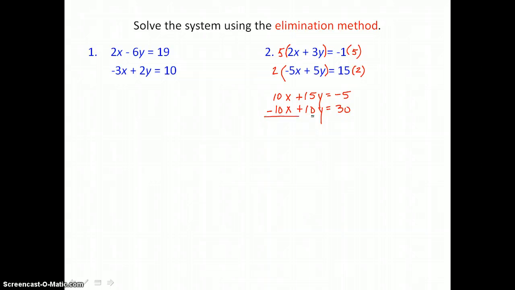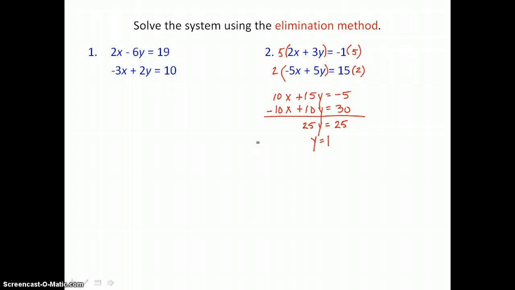So now I'm ready to add my equations together to eliminate x. 15y and 10y is 25y. And on the right-hand side, negative 5 and 30 is 25. So to solve for y, we divide both sides by 25. y is equal to 1.